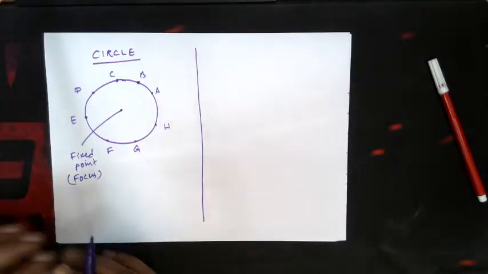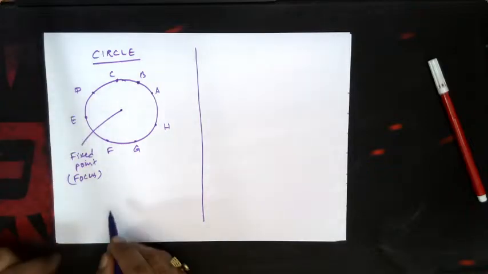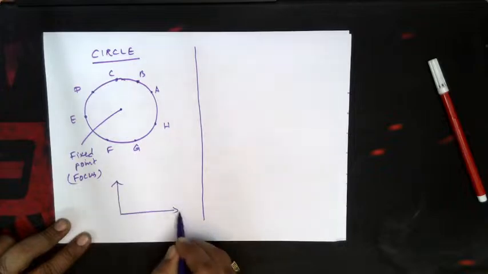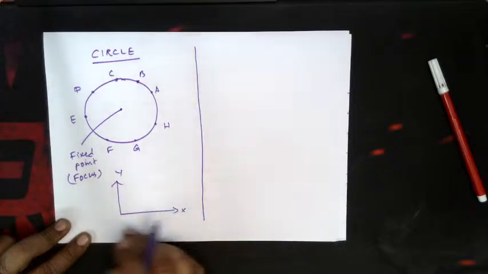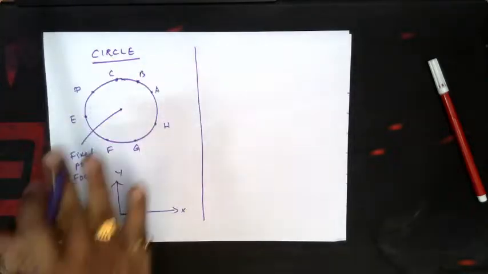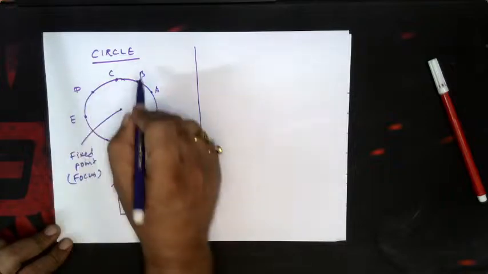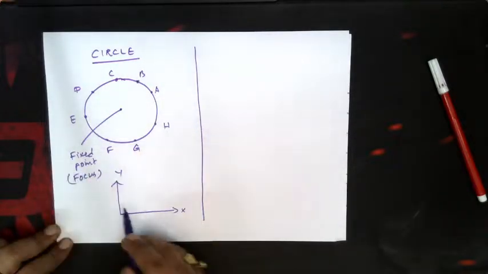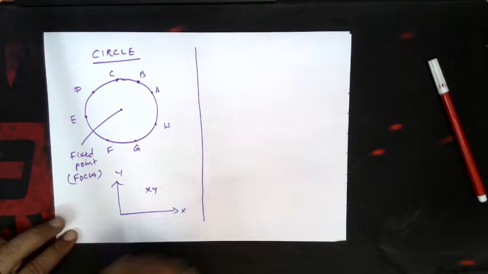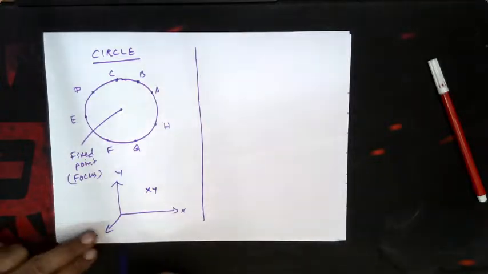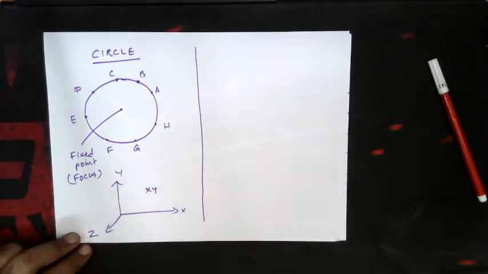Let me consider this is the x-axis and this is the y-axis. So now this circle lies on the xy plane. Do you understand this? And all these points lie on the same plane, that is the xy plane. The z-axis will be above the plane of the paper, so let us not worry about this. We are talking about only xy.